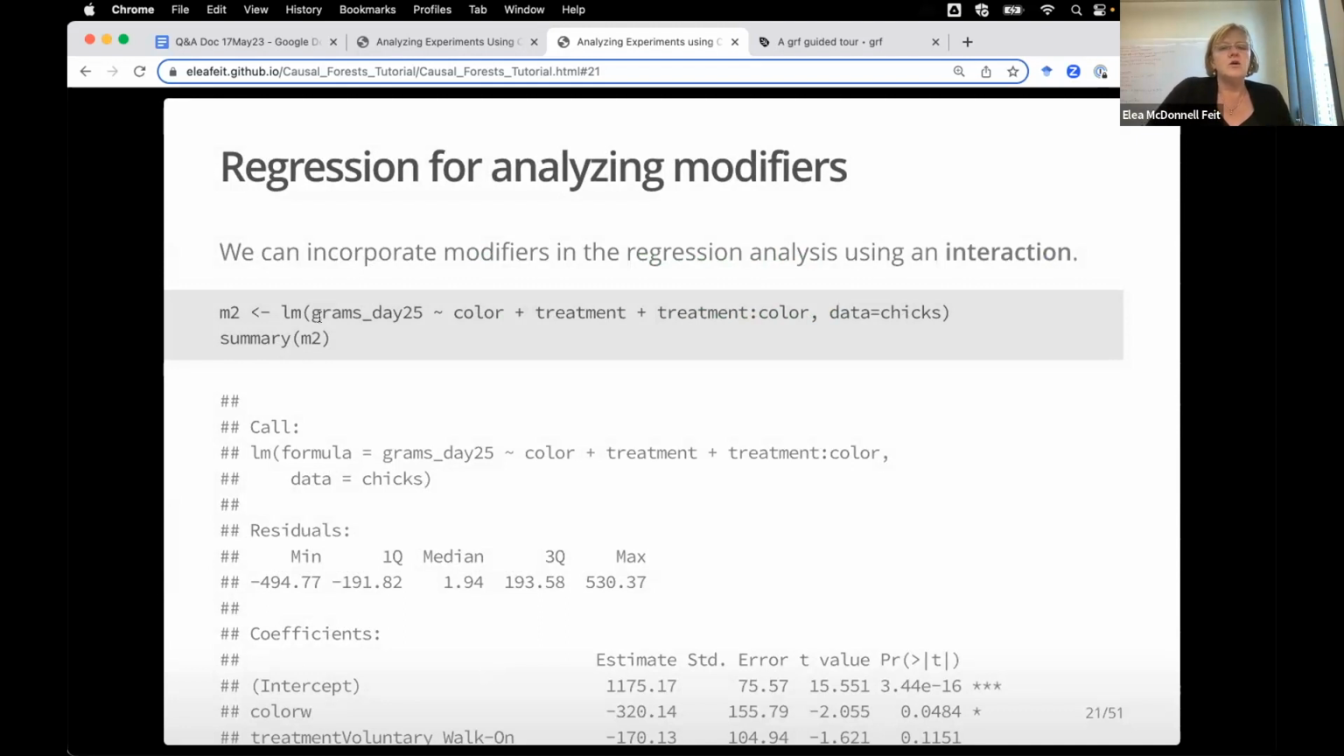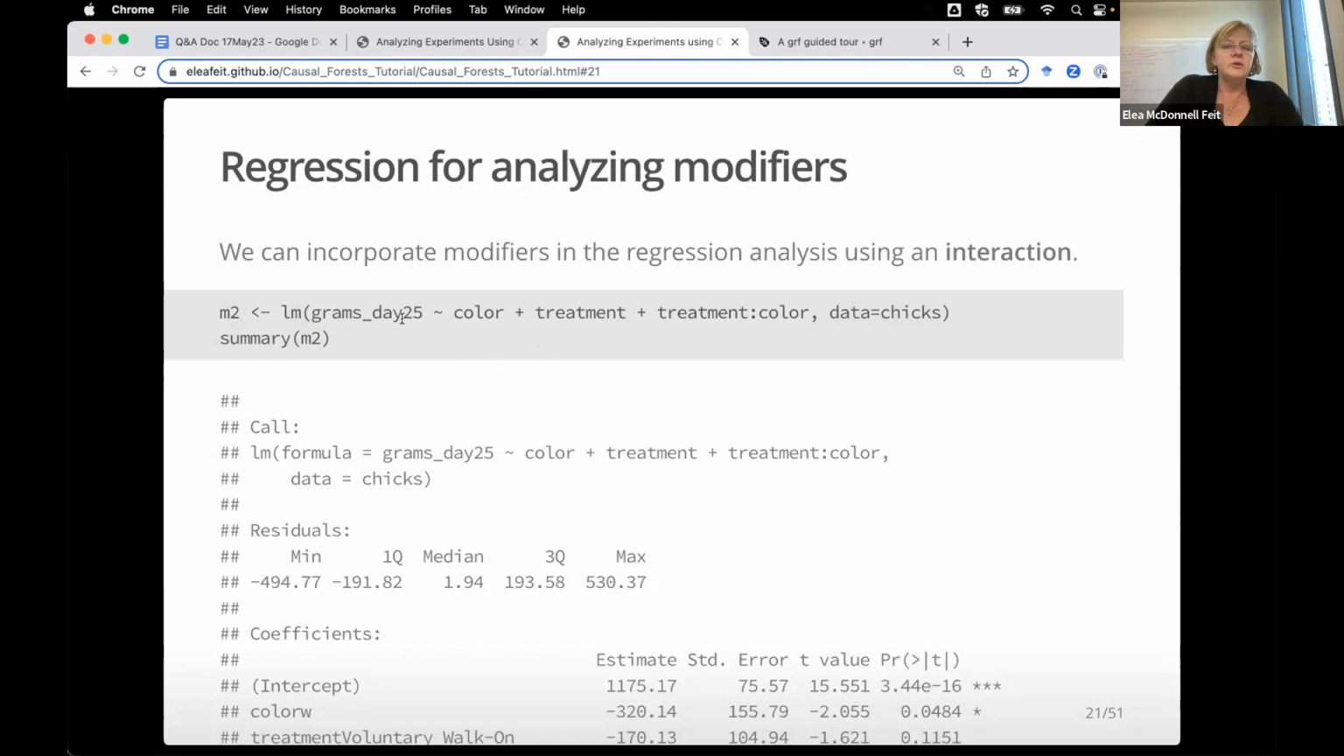So we can incorporate those modifiers in the regression analysis using what's called an interaction. So let's look at this formula a little bit closer. I'm going to run a regression. M2 is going to be a linear model with this formula here. I don't know if you guys can see it better or worse when I highlight it. Let me know in the chat.